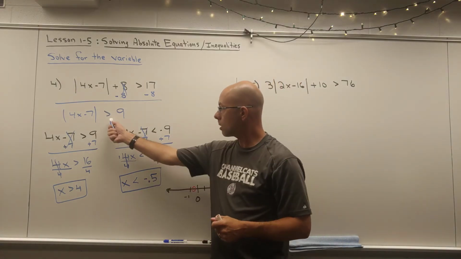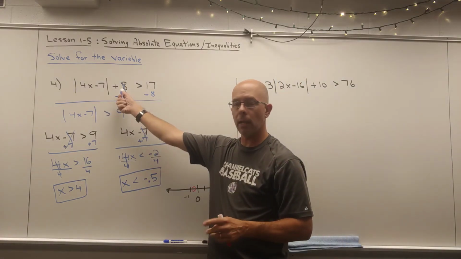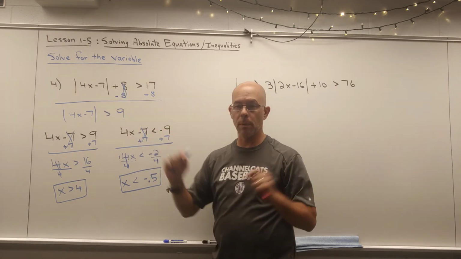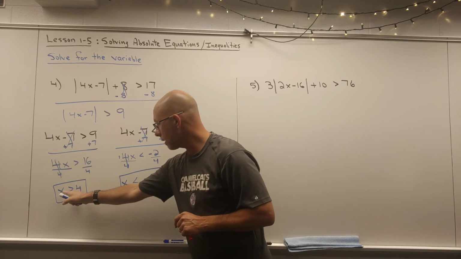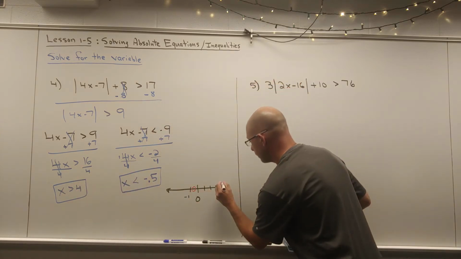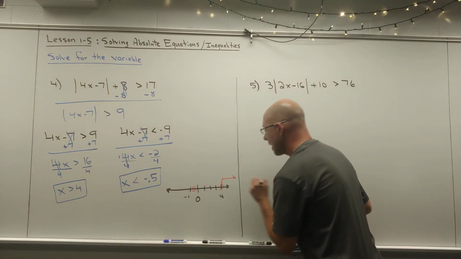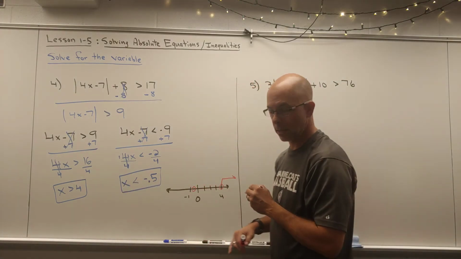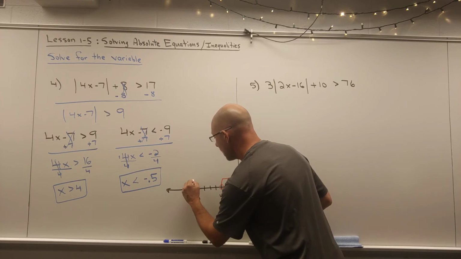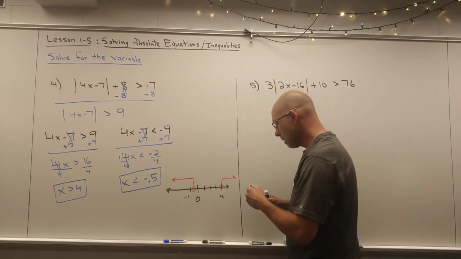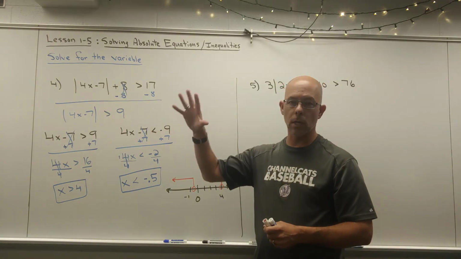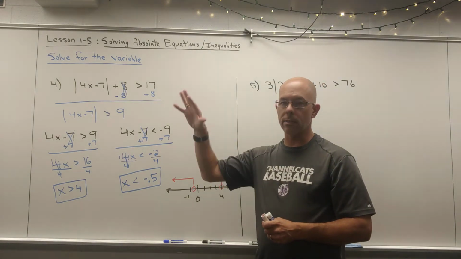We knew from the initial spot right here, not the plus 8, right here, that's greater than. These answers should be going away from each other, and let's start with here. X is greater than 4. That's looking good because that's going away from the other answer. This is x is less than negative half. Less is that way. Those 2 answers do what we expected. Again, the more you know, just the more on top of it you are.